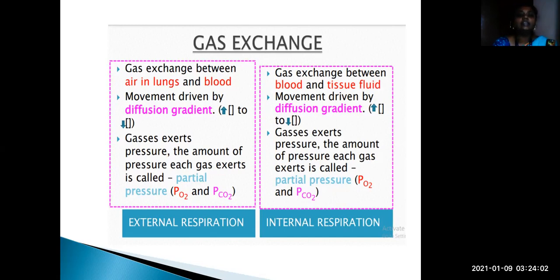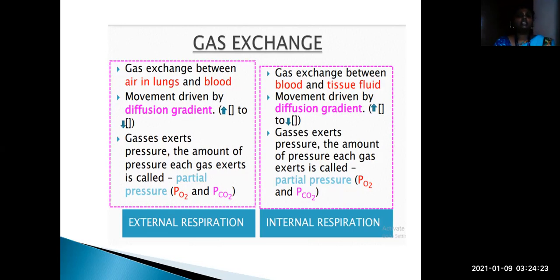The third thing is that gases exert pressure. The amount of pressure each gas exerts is called partial pressure. So here also the gases exert pressure, and the amount of pressure each gas exerts is called partial pressure. So this is about gaseous exchange.